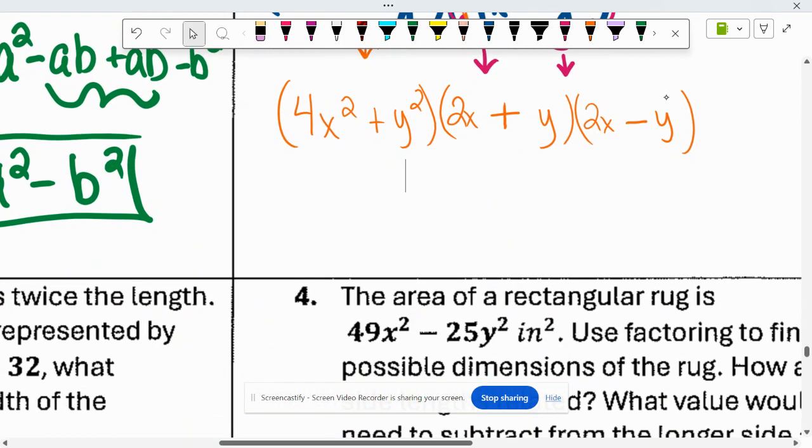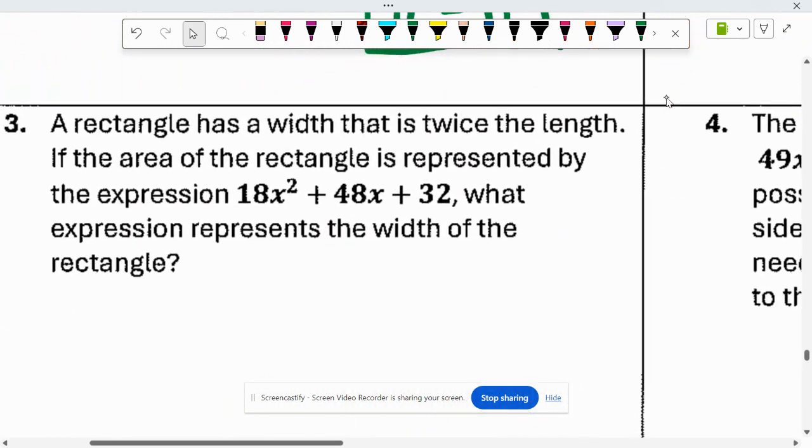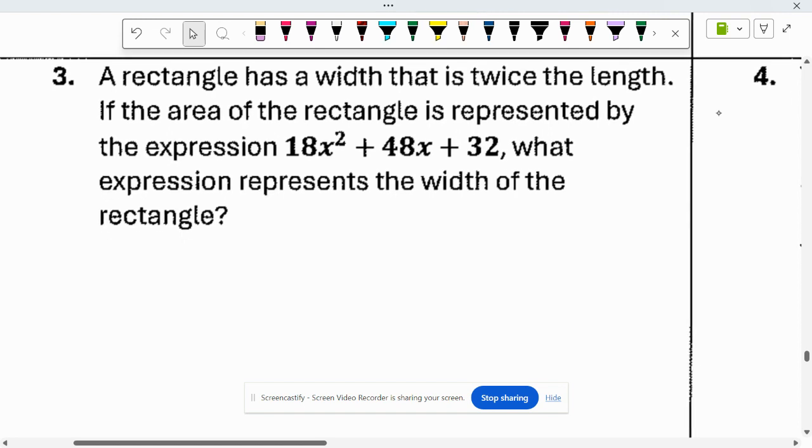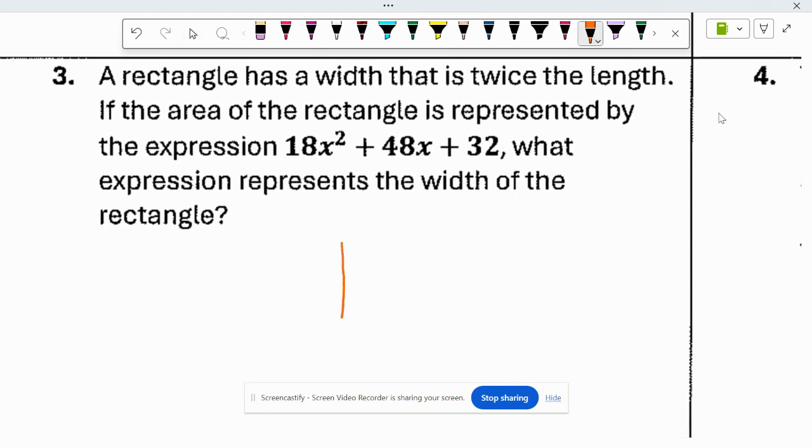Okay. We're going to do 2 more of these, and then we'll get you started on your homework. A rectangle has a width that is twice the length. So I'm going to start by drawing a picture because that's how my brain works. If this is my length and this is my width, it says that the width is twice the length. Let's change the drawing so it works with our brain. I'm going to call this my length and this my width. So my width is twice my length.